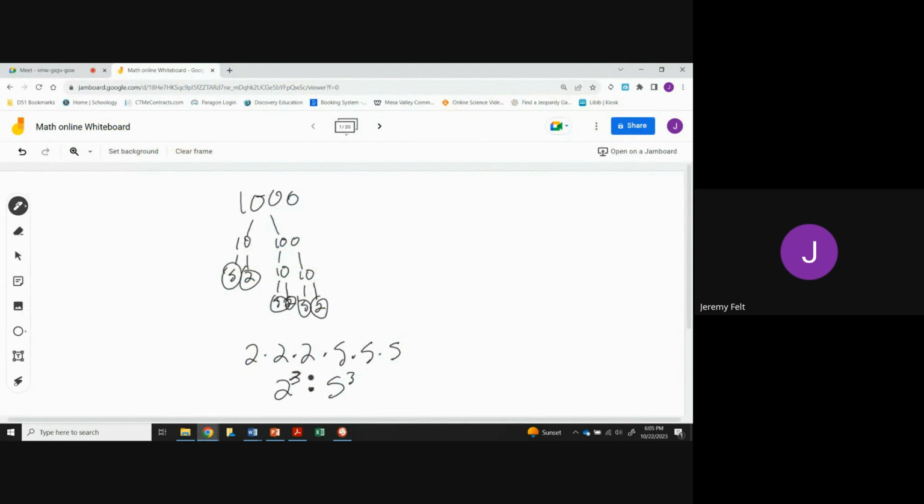And so we didn't change the value, we just rewrote it. Now, we're saying 2 times 2 times 2 times 5 times 5 times 5. We say 2 cubed times 5 cubed.